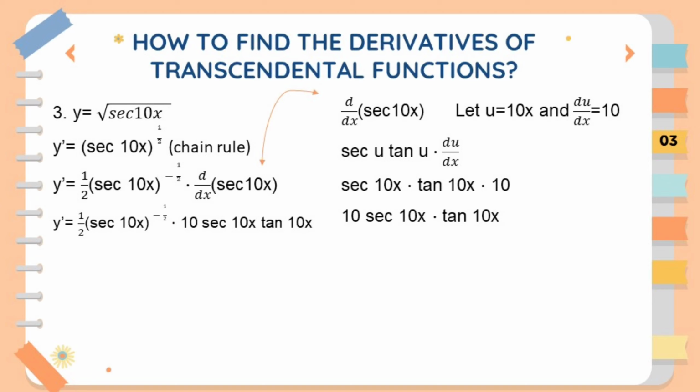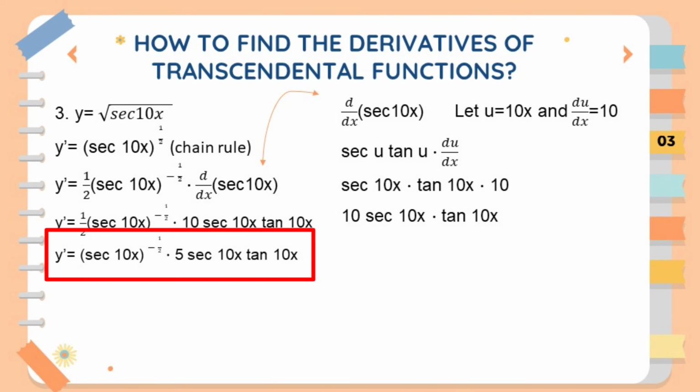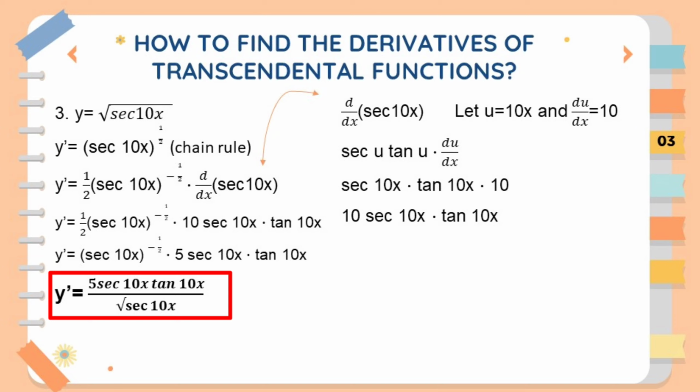Then, let's simplify it by multiplying the 1/2 by 10, and we get y prime is equal to quantity of secant 10x raised to negative 1/2 multiplied by the 5 secant 10x tangent 10x. To make the exponent positive, let's make it a denominator, and we know that if the exponent is a fraction, it is equivalent to a radical sign. That's why we get the final answer, which is y prime is equal to 5 secant 10x tangent 10x all over square root of secant 10x.